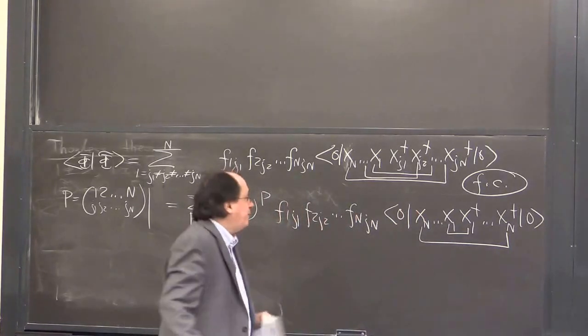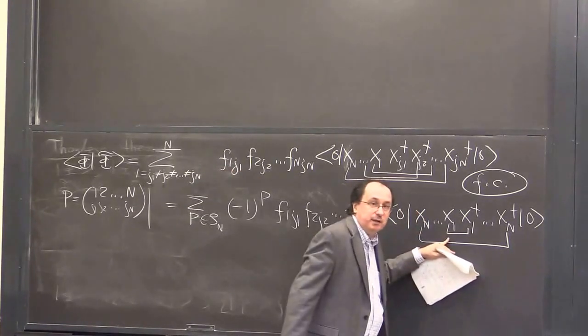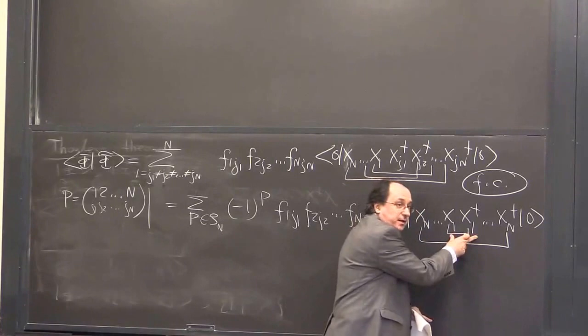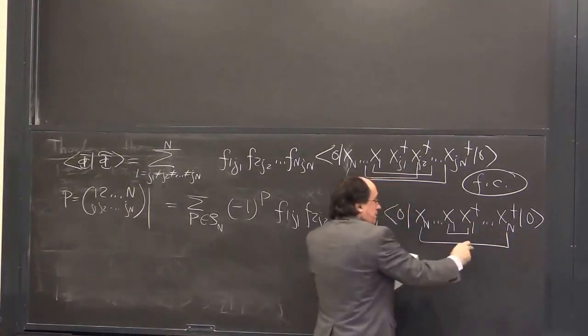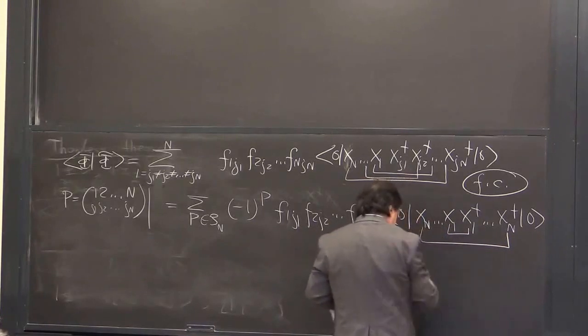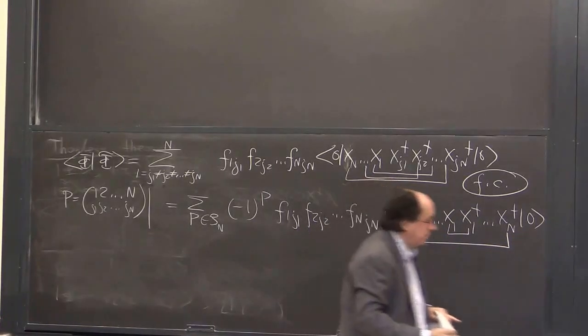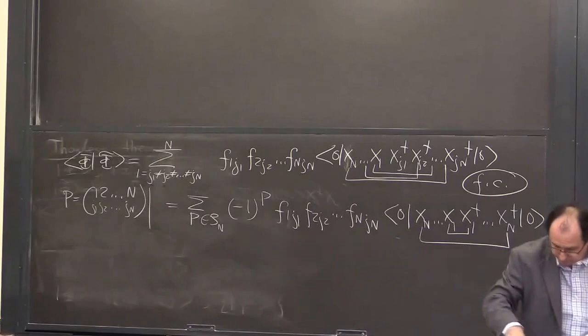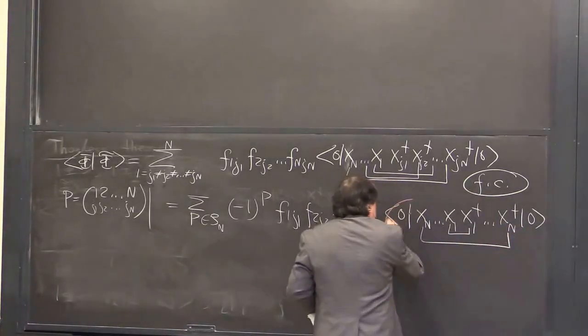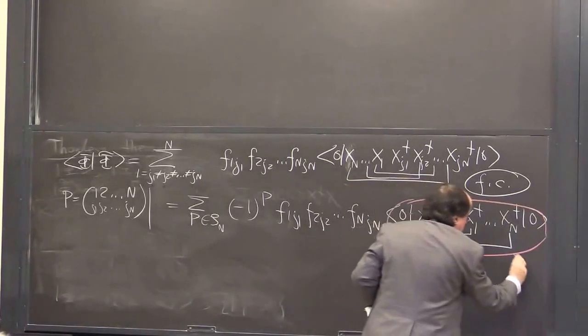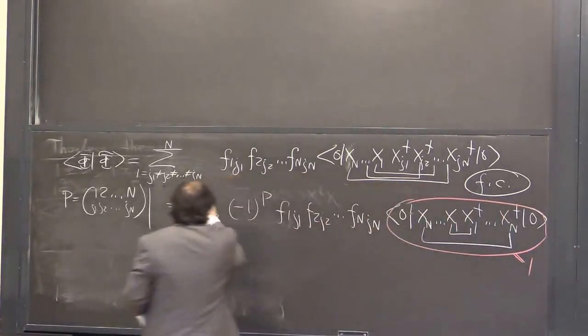Okay? But of course this expression is 1, because each of these contractions is 1. So you have a product of 1s, done n times. So this is of course 1, and all I'm left with really is this part.